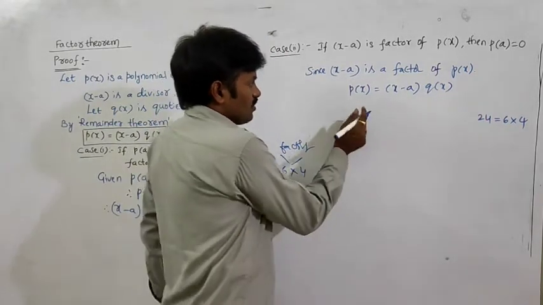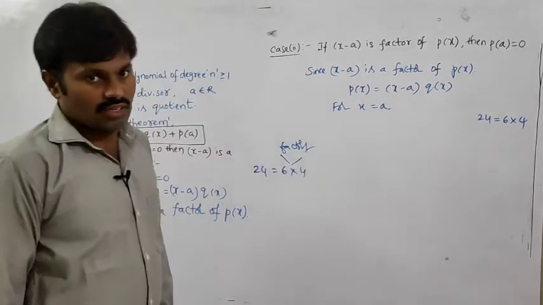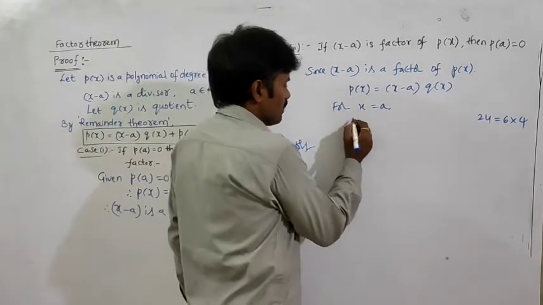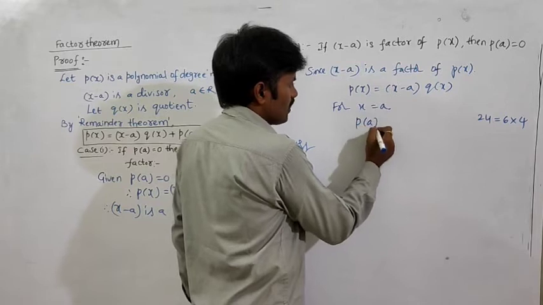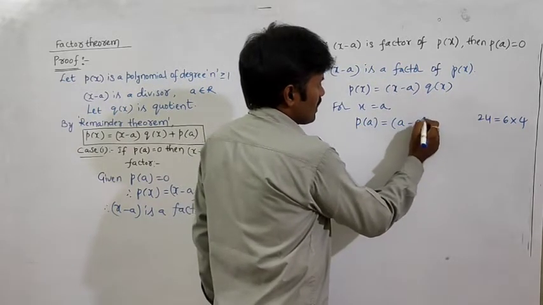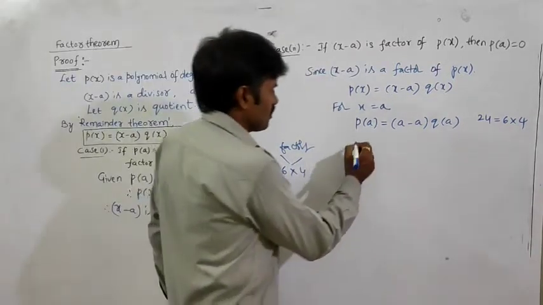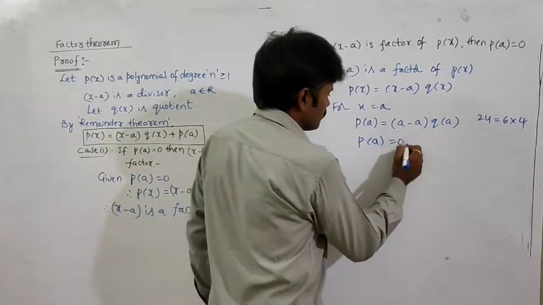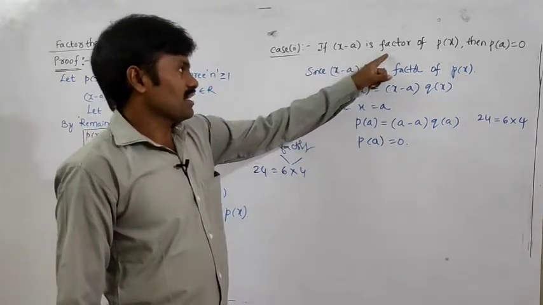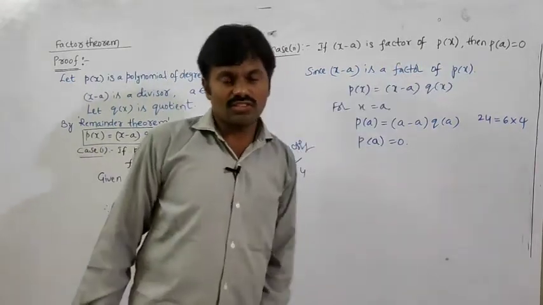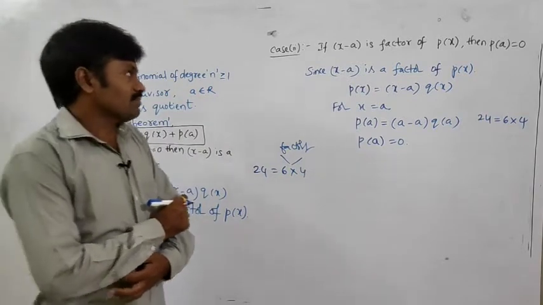If you substitute x is equal to a here, then p of x becomes p of a is equal to a minus a into q of a. A minus a into q of a is equal to 0. So what did we get here? Finally, p of a is equal to 0. That means if x minus a is a factor of p of x, then p of a is equal to 0. So like this we can prove the statement of the factor theorem.